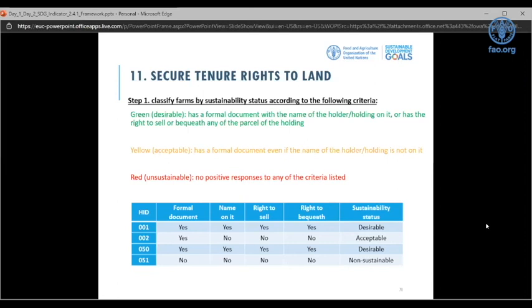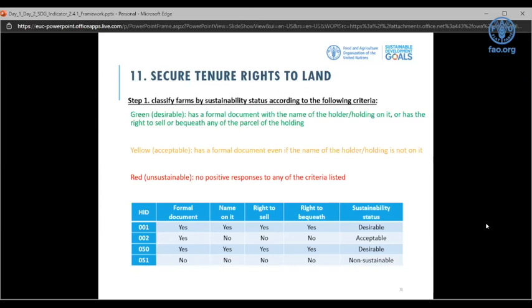The holding will be classified as red if there is no positive response to the criteria listed above. If the holding doesn't have a formal document, or if he doesn't have the right to sell or bequeath any parcel of the holding, then in this case, the holding will be classified as red.